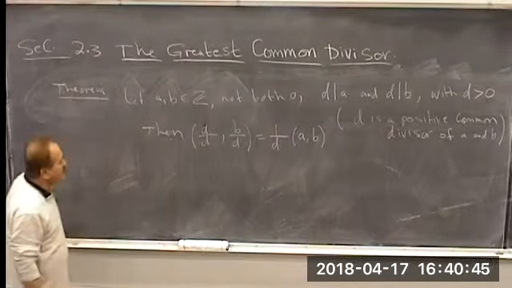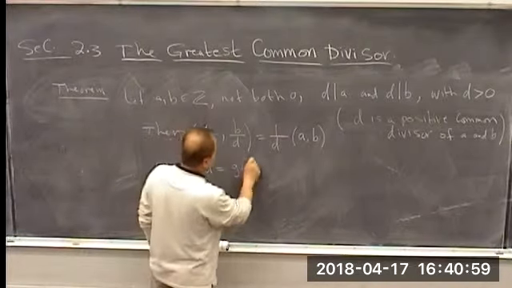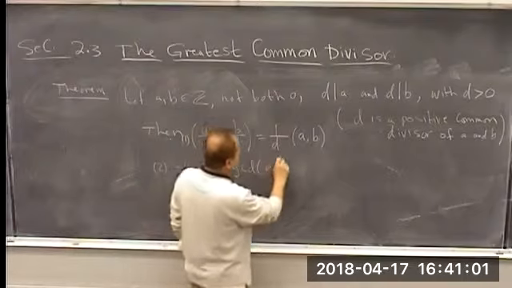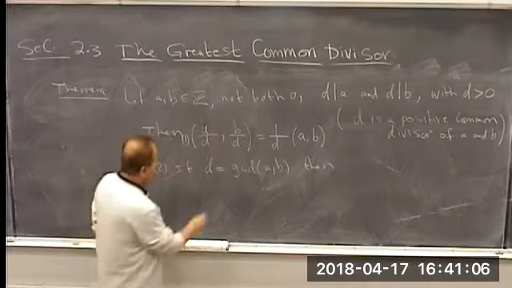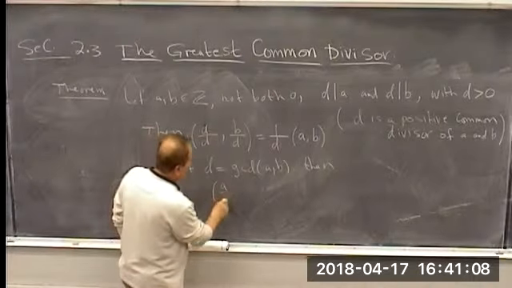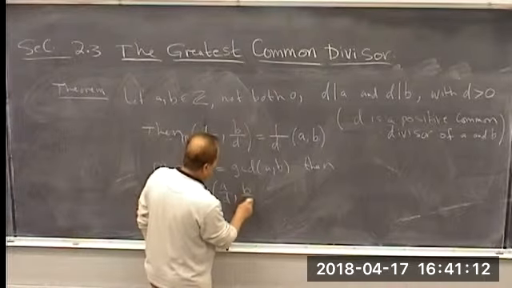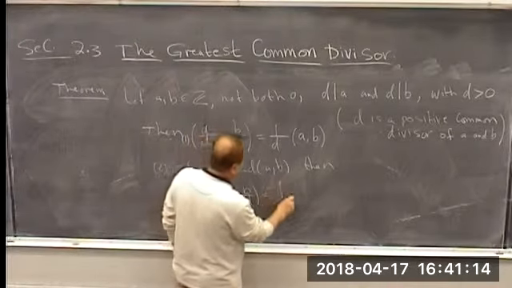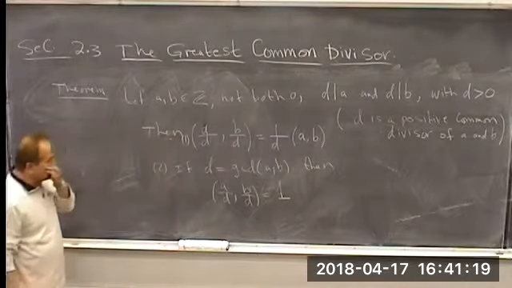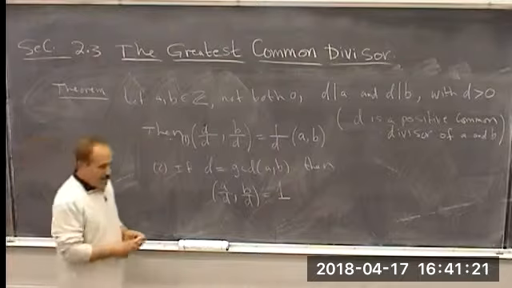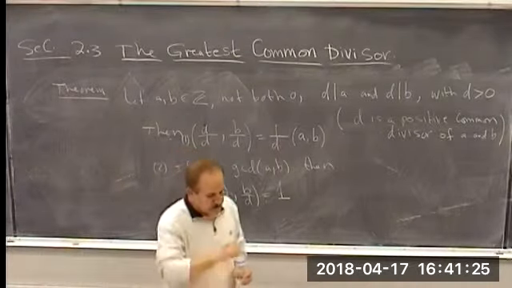If actually D is equal to the greatest common divisor of A and B, then the greatest common divisor of A over D, B over D is equal to 1. So we come up with a special case. Let's go ahead and prove this.